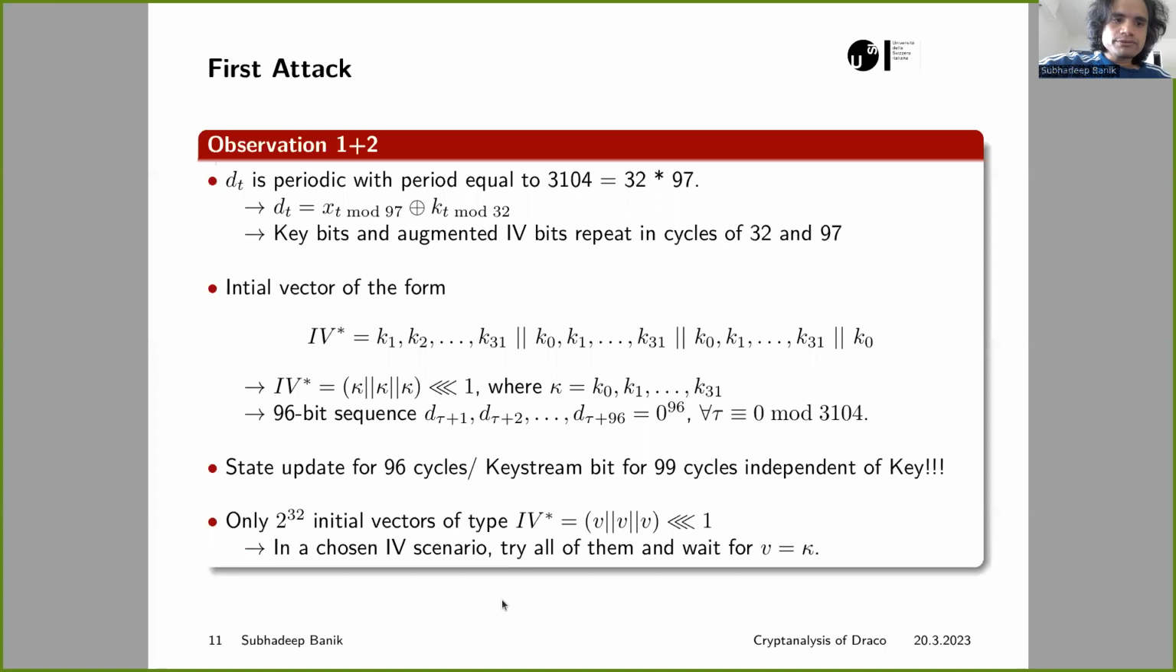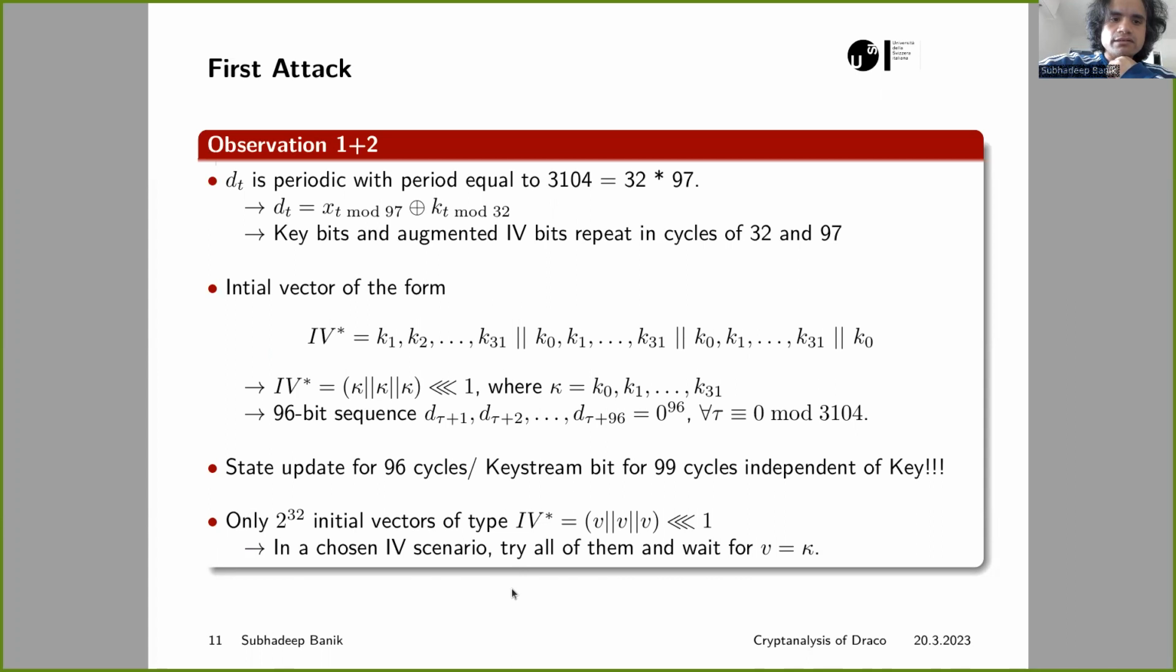Now we have proposed two attacks on Draco, and I will very quickly take you through both of them. The first attack stems from two observations. The first thing to note is that the sequence d of t is periodic with period equal to the product of 32 and 97. This is not very difficult to see since d_t is just a XOR of the IV and the key bits, and since the IV and the key bits repeat in cycles of 32 and 97, it is therefore understandable that they will come into sync after 32 times 97 cycles.